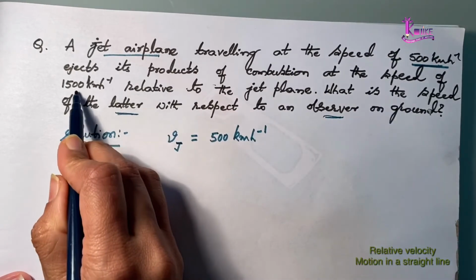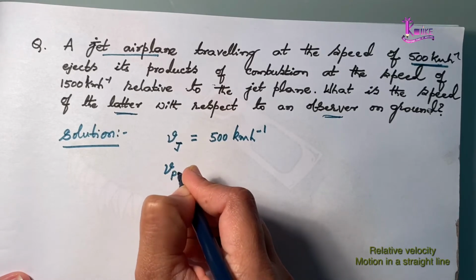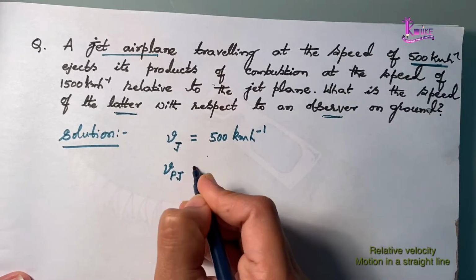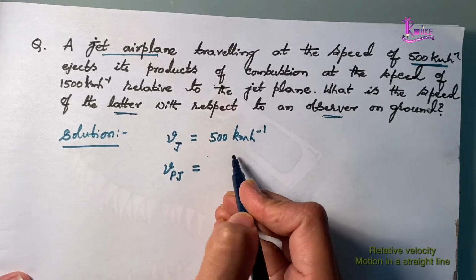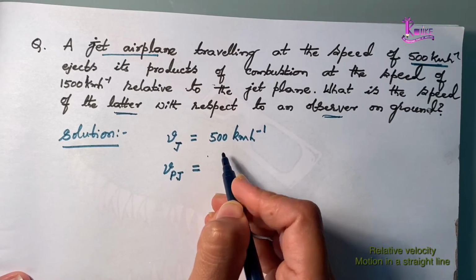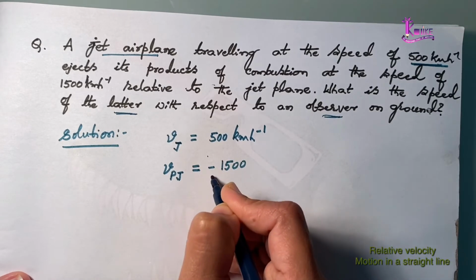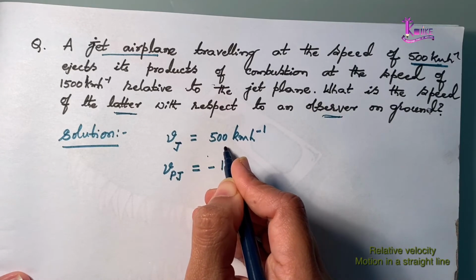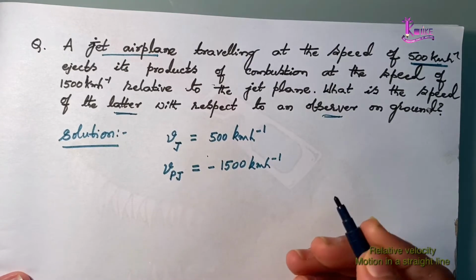500 km per hour, and the speed of the products with respect to the jet plane, since it is with respect to a reference frame that is moving, that is Vpj. The products move in a direction opposite to that of the direction of the jet plane. So, I denote it by minus. Why do you have a minus sign? The minus sign signifies that the products are moving in a direction opposite to the direction of the motion of the jet plane. So, this is minus 1500 km per hour.